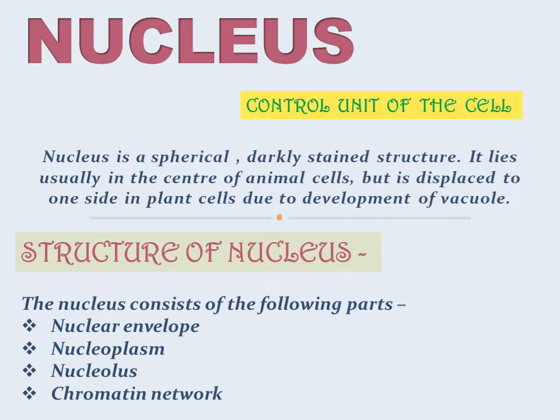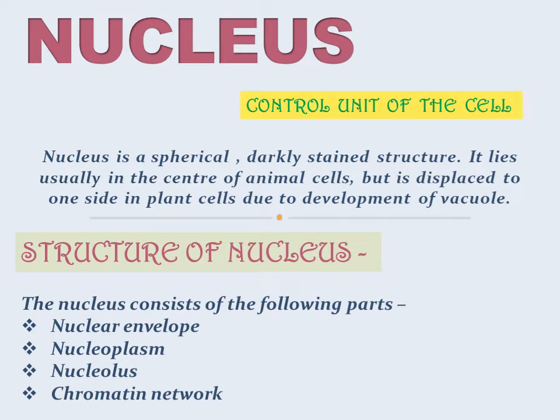It is a spherical structure that is present in the center in animal cells, and it is present in the periphery in plant cell, because the central position in plant cell is acquired by the vacuole that we have discussed earlier. It is also a darkly stained structure. Why do we say that it is darkly stained? When we prepare slides of plant cell or animal cell, or when we have a cross section of those cells, we can easily identify the nucleus. How? Because it has the tendency to acquire stains readily. So that is why nucleus is a darkly stained structure.